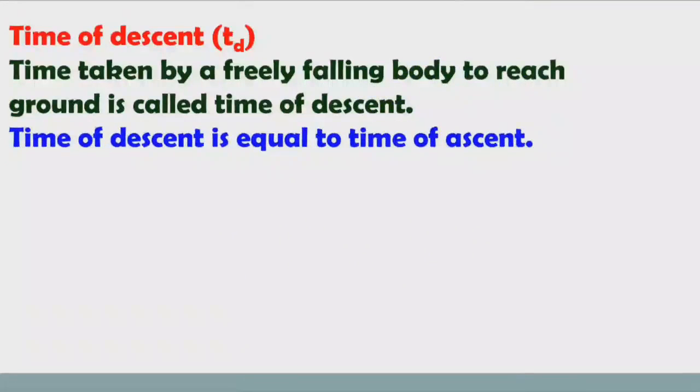Here remember, time of descent is equal to time of ascent. This is very important. Whatever the time it takes to reach maximum height, the same time it takes to reach the ground. So what is the formula for time of descent? Time of descent is also given by u by g. Time of ascent is equal to u by g, and time of descent is also equal to u by g.